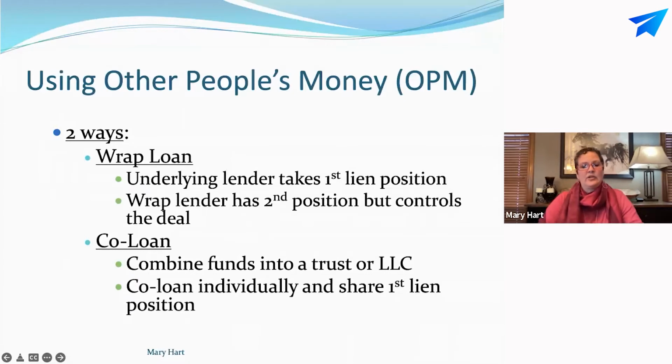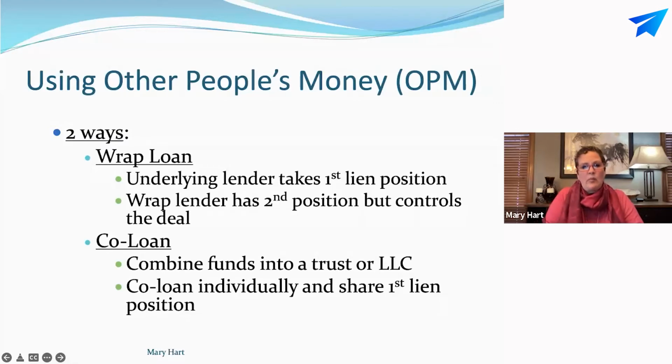Using other people's money, there are two ways to do it. You can wrap somebody else's money, and in that situation there's what we call an underlying lender. So you have a friend that doesn't know anything about this, and you're going to try to help him or her make some money. You can take their money, put it in the deal in a first lien position. You take your money and wrap around it in a second lien position, but you maintain control of the deal. That underlying lender gives you a durable power of attorney to manage the deal, foreclose if necessary, and all that. You're still in control, and you take a second position, and your underlying lender takes the first position. I'll show you an example of that in a few minutes.